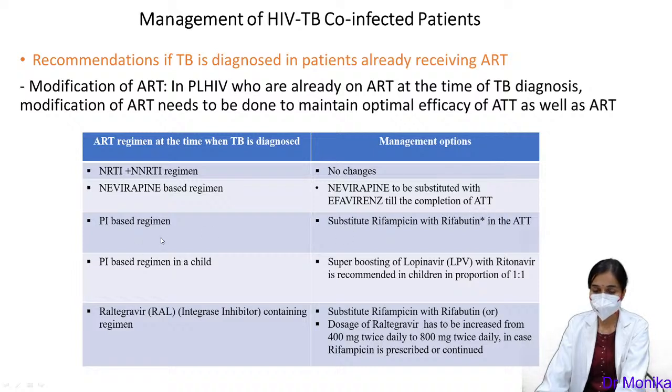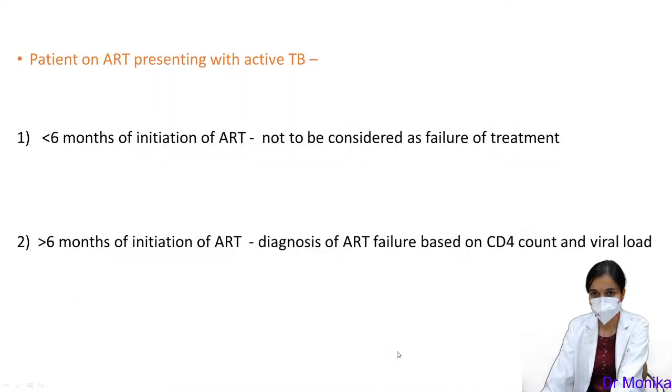In case of a protease inhibitor based regimen, rifampicin should be substituted with rifabutin, as it has a better half-life and is a less potent enzyme inducer compared to rifampicin. In case of a protease inhibitor based regimen in a child, super boosting of lopinavir with ritonavir is recommended. In case of a raltegravir integrase inhibitor containing regimen, we should substitute rifampicin with rifabutin because of the drug-drug interaction.